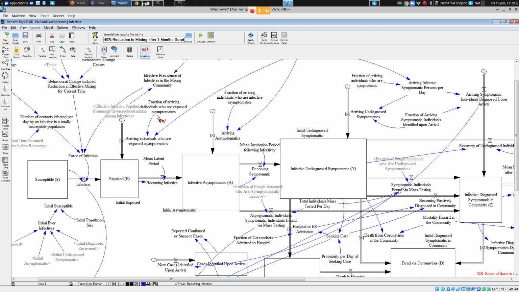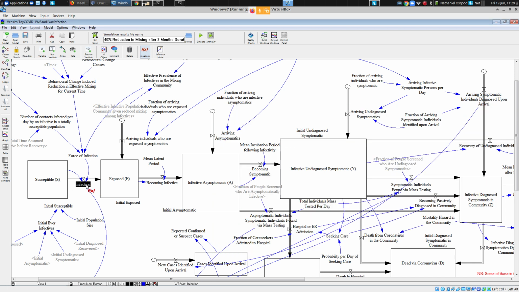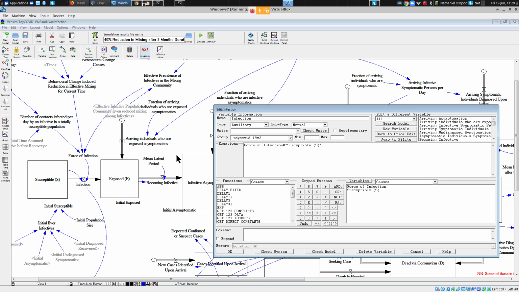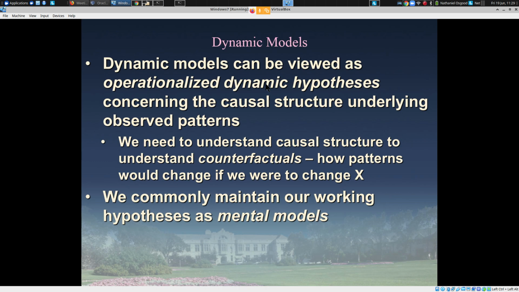We are characterizing, for example, how many people become infected if we have a certain number of susceptibles and a certain force of infection. The number of people per day getting infected is the force of infection times the number of susceptibles, where the force of infection is articulated on a per day basis. It's a hazard rate that a susceptible will get infected. So these are dynamic models. They deal with behavior over time.